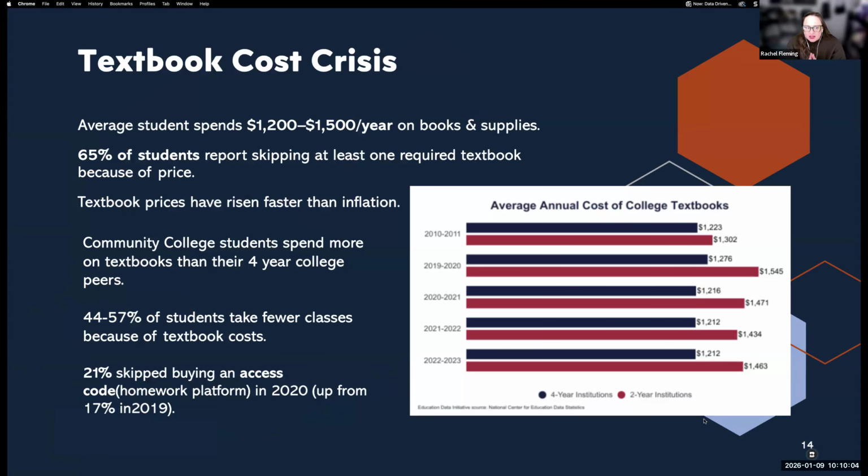So the textbook cost crisis. The average student spends, it's actually on the high end now, about $1,500 per year on books and supplies. 65% of students report skipping at least one required textbook because of the price. Textbook prices have risen way faster than inflation, and I have a whole slide on that. Community colleges spend more than their four-year peers. And it's literally more than 57% now of students who take fewer classes because of textbook costs. 21% skip buying an access code for homework in 2020, and it's just continuing to go up. So it's an ongoing crisis.